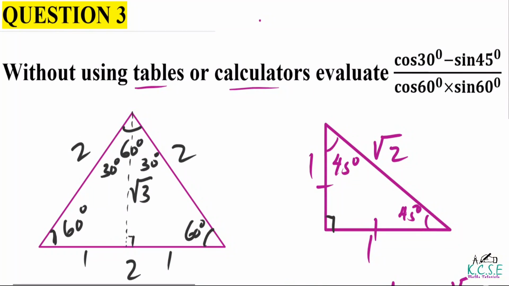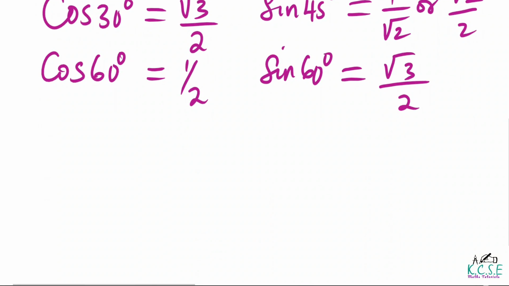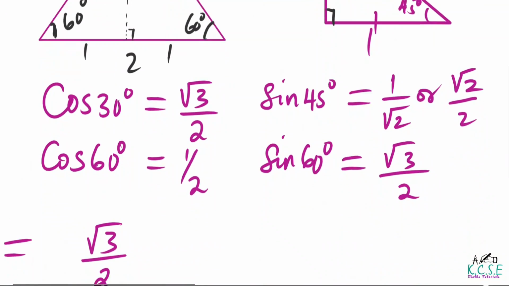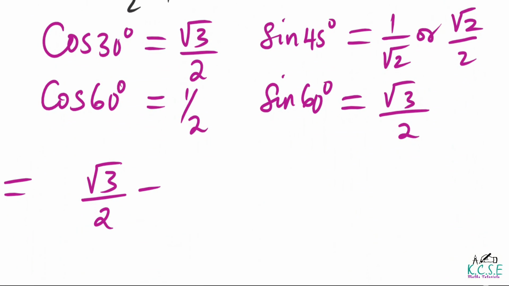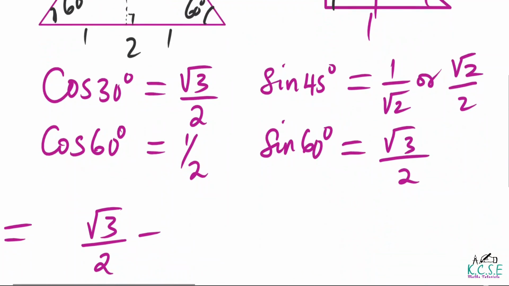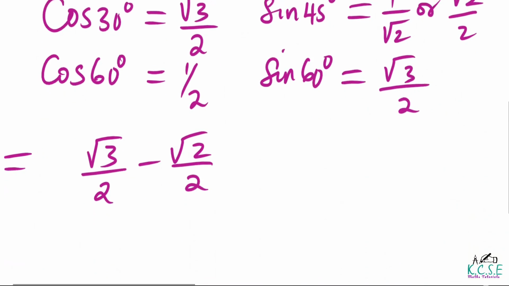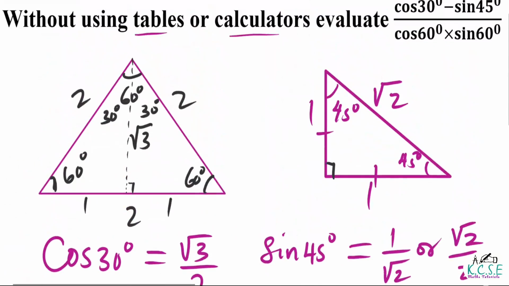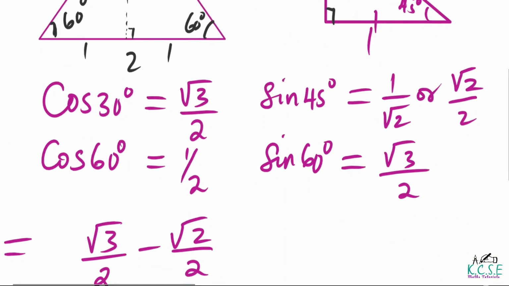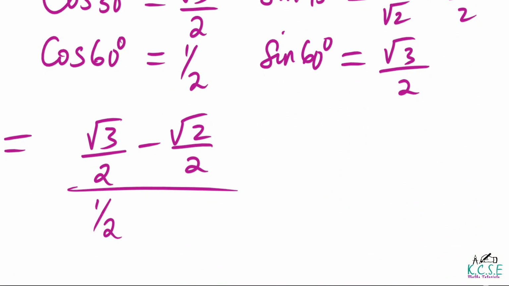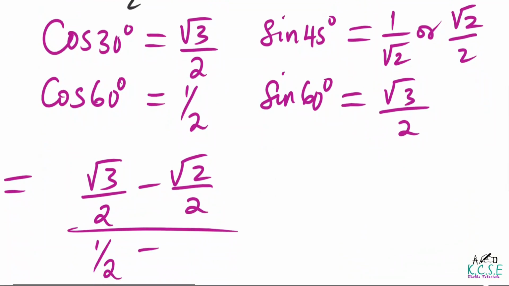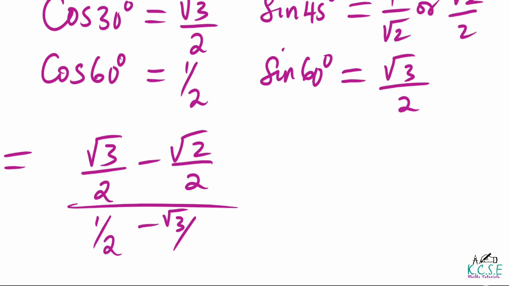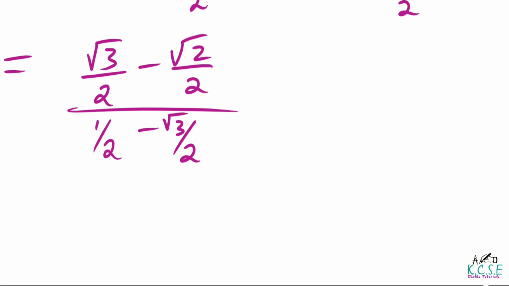The question is cosine 30 minus sine of 45. When we replace these, we get root 3 divided by 2, that is the value for cosine of 30, subtract sine of 45, which is root 2 over 2, everything divided by cosine of 60, which is a half, subtract sine of 60, which is root 3 over 2. So this is what we need to work out.